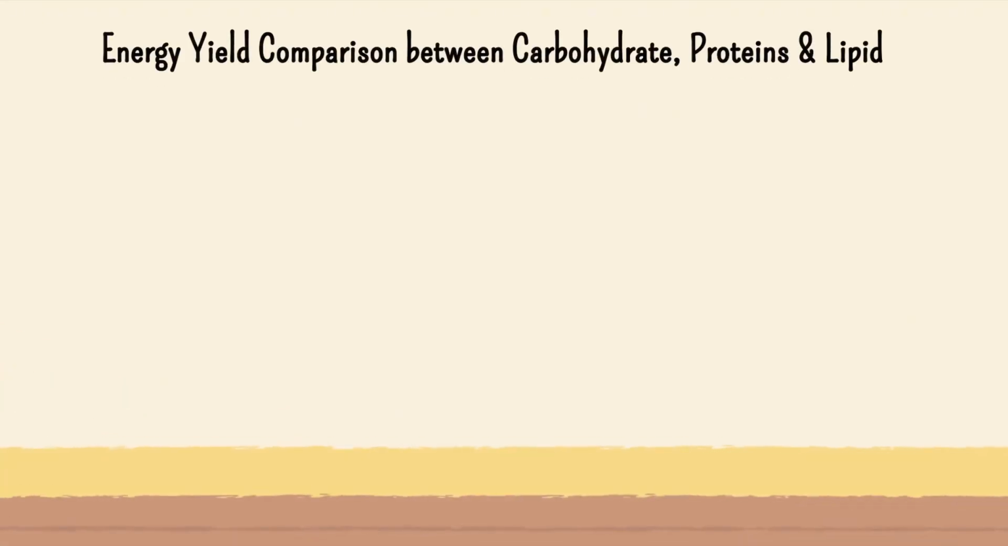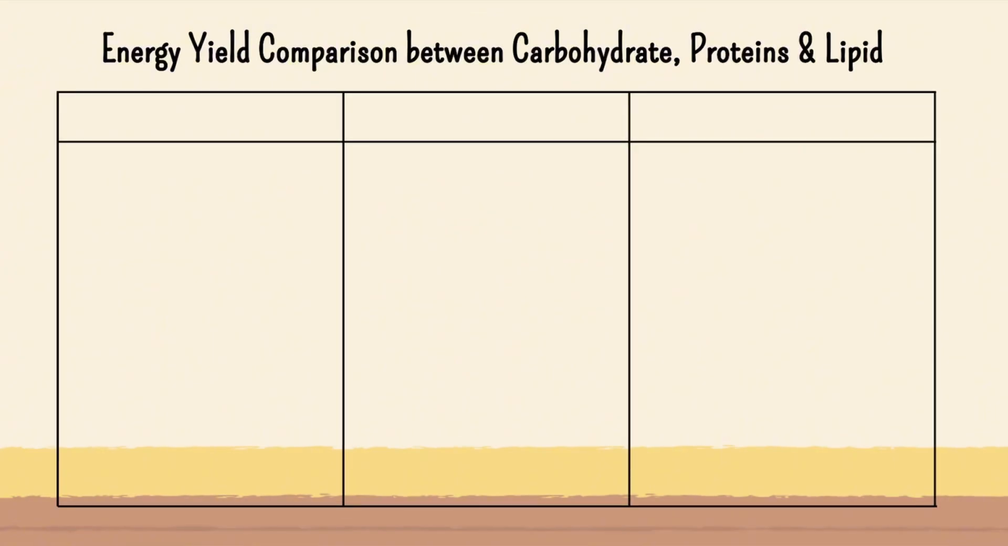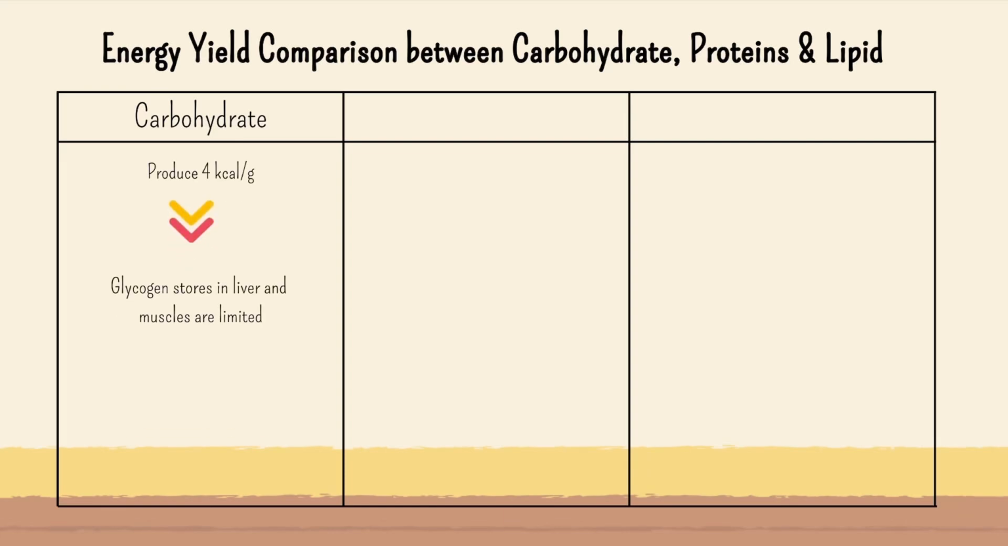This is the energy yield comparison between carbohydrates, proteins, and lipids. During starvation, carbohydrate is our main source of energy because it can be quickly metabolized to produce 4 kilocalories per gram. However, the glycogen stored in our liver and muscles is limited, so it can be depleted within 24 to 48 hours of starvation. As for proteins, they yield 4 kilocalories per gram.